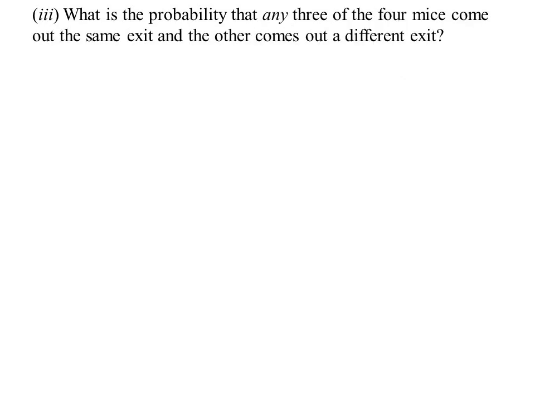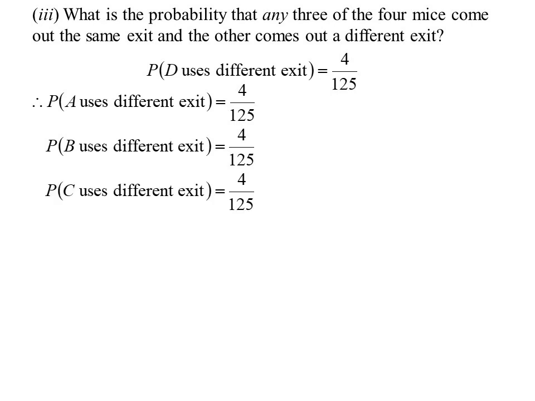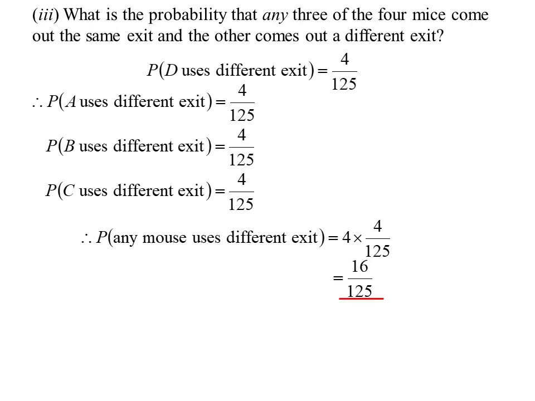Well, what's the probability that any 3 of the 4 mice go out the same exit, and then the other one goes out a different one? All right, well, we just worked out the probability that D uses a different exit. But what we know is they all acted independently, but they were all equally likely. Therefore, logic tells me that the probability that A uses a different exit to the other 3 must be the same. The probability that B uses a different exit to all the other ones must be the same. The probability that C uses a different exit must be the same. So add them all up, or 4 times, doesn't really matter how you do that, we get 16 on 125.